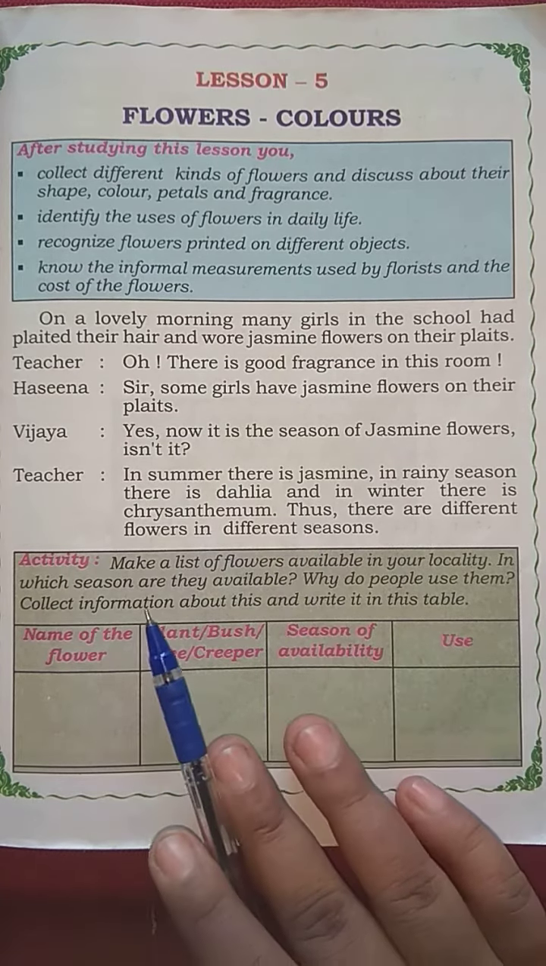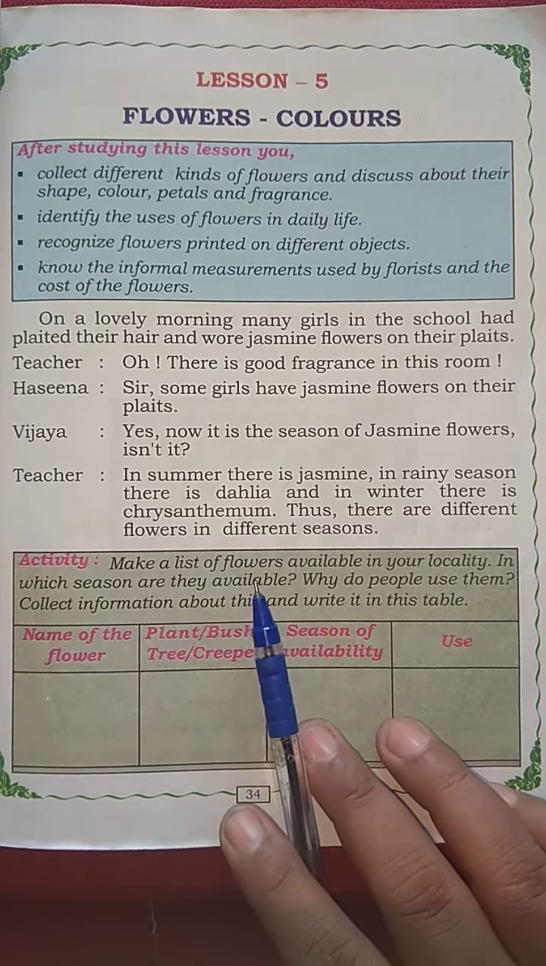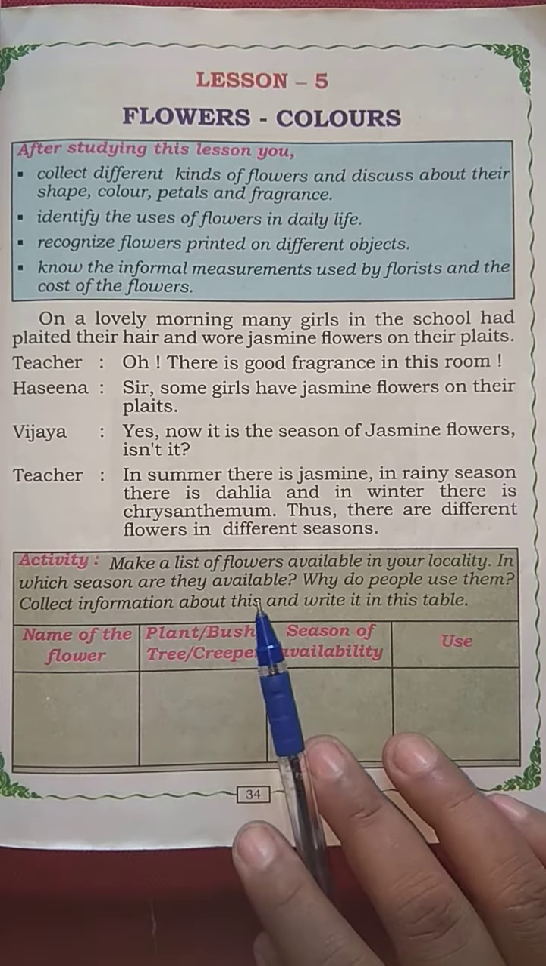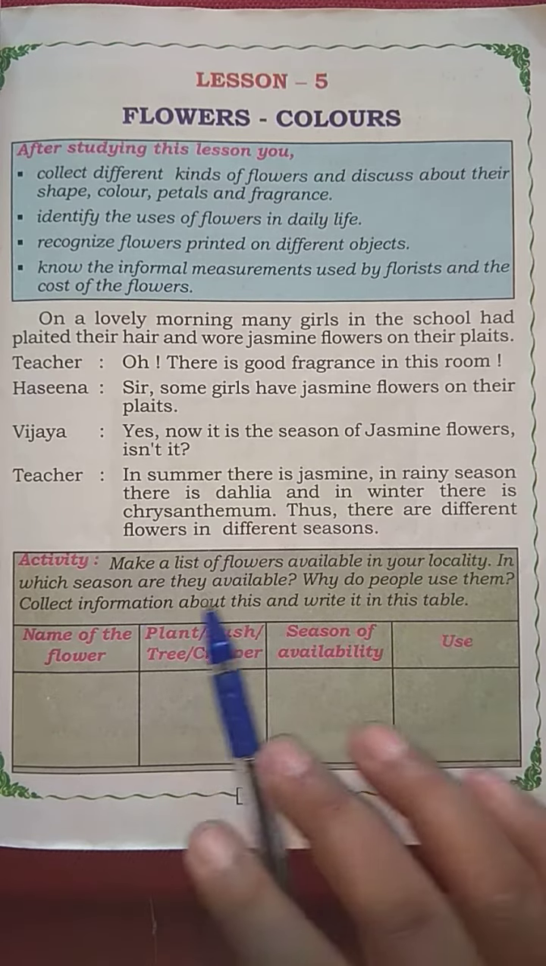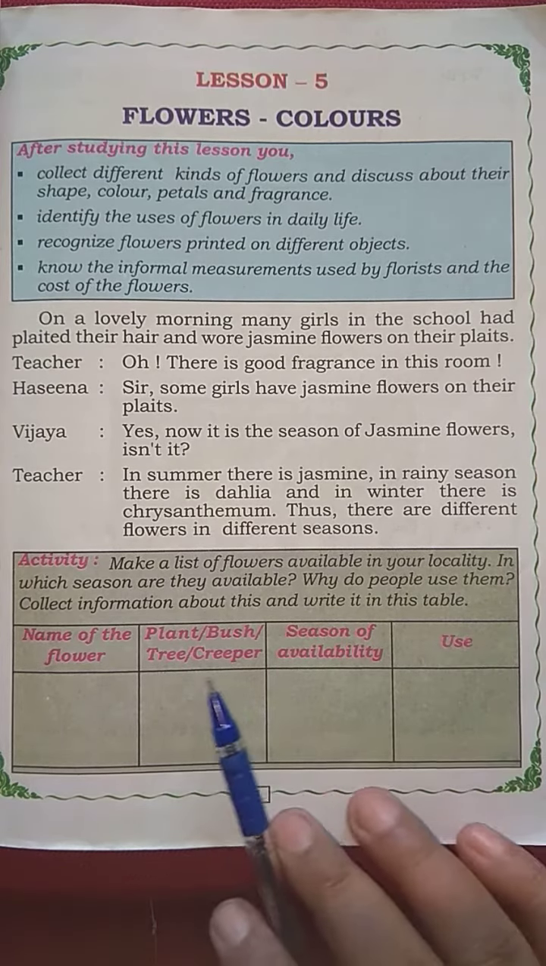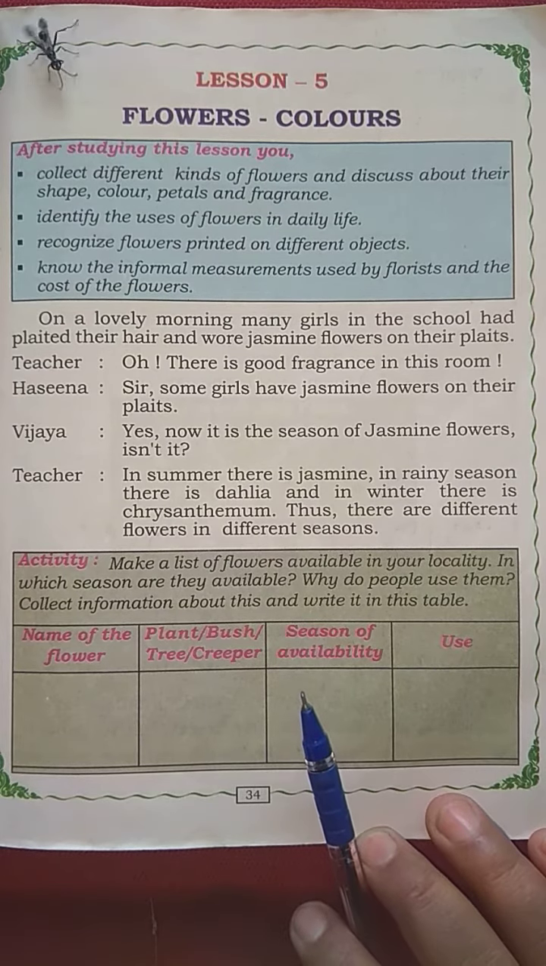Okay. And here below there is an activity: make a list of flowers available in your locality, in which season they are available and why people use them. Collect information about this and write it in this table. This activity should be done by yourself, students. Okay. I'll explain in an online class.